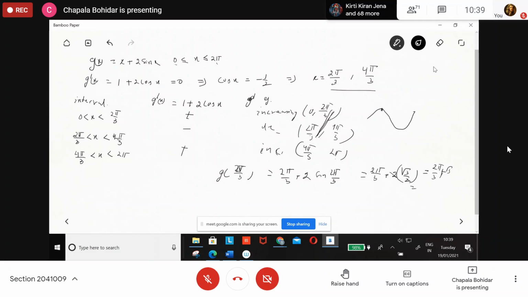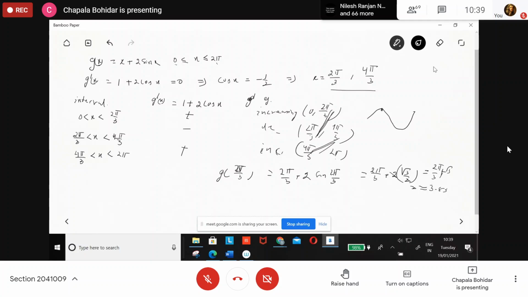Kidhi, how much? You have a calculator. Tell me the value. 3.83. 3.83. Nearly equal to. Write down. Then here I am getting a local maximum and a local minimum.